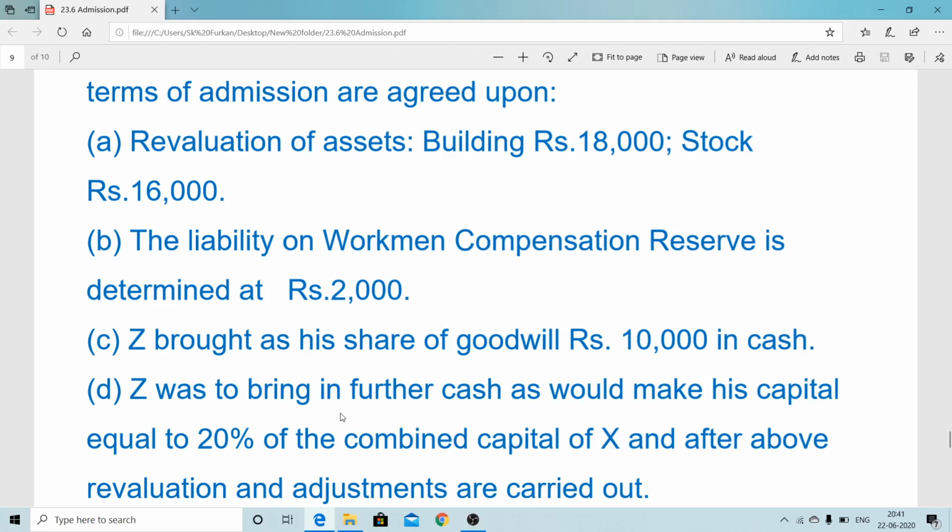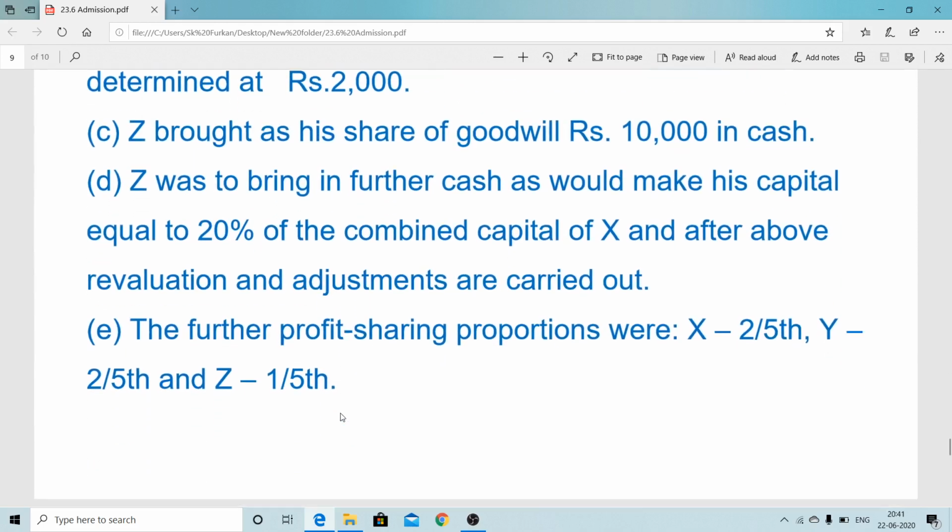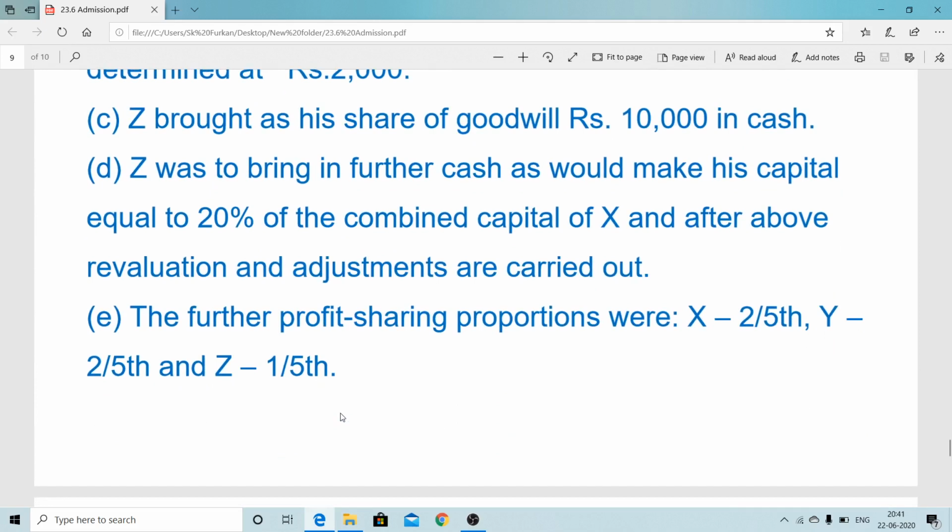What is the combined capital of X and Y? After that, using the unitary method, we can calculate Z's amount of goodwill. This is a similar problem, so try once and calculate the amount of capital which has to be brought by the new partner, that is Z. Okay, thank you.